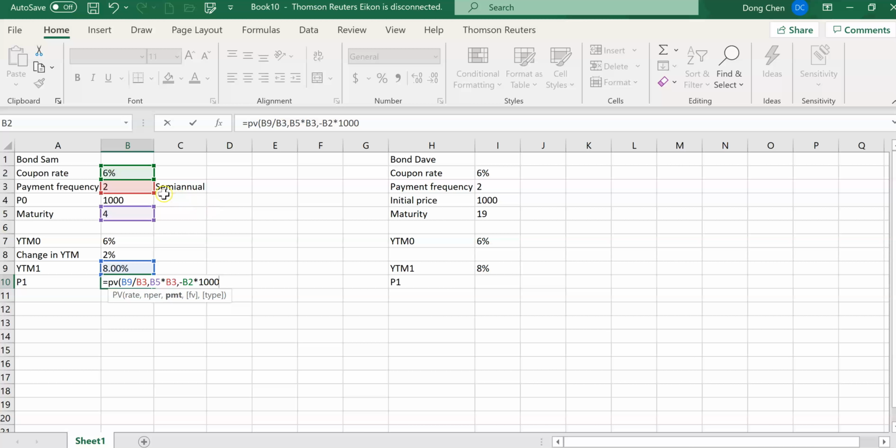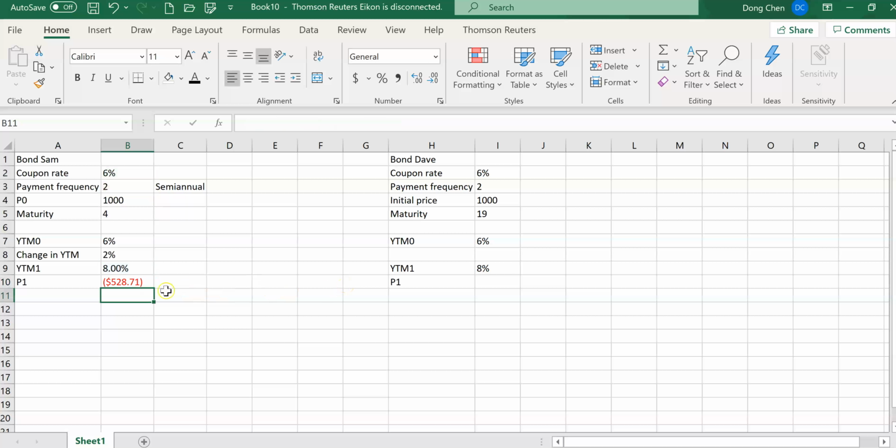But this coupon rate is annually quoted, so I also need to divide this by the payment frequency to get the semi-annual coupon payment. And finally, this future value represents the par value, which is assumed to be $1,000. So now I can close this function and get this number.